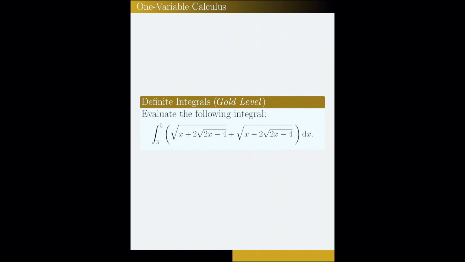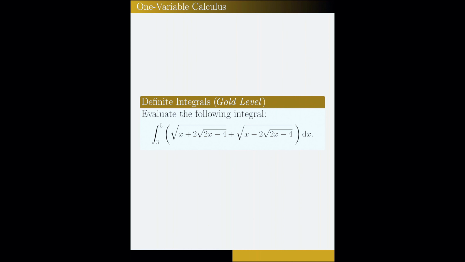Hello, in this video I'm going to solve the following gold level problem on the topic of definite integrals. Evaluate the following integral: the integral from 3 to 5 of the square root of x plus 2 times the square root of 2x minus 4, plus the square root of x minus 2 times the square root of 2x minus 4, dx. Pause the video at this point and give it a try.